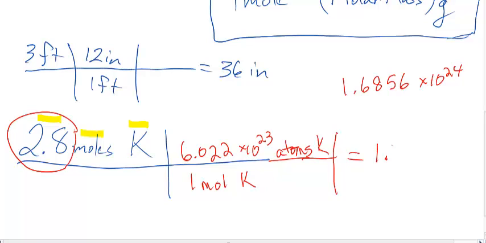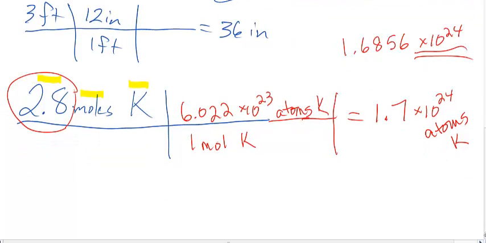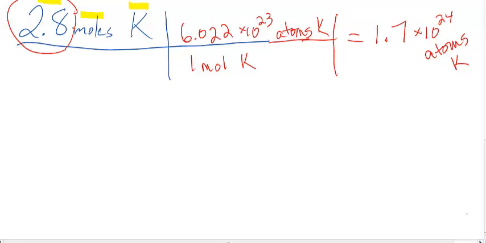Okay, it's 1.7 atoms of potassium. Wait, no, you can't have 1.7 atoms of potassium. Why not? We forgot this crazy power of 10. So when you look at your calculator, always make sure you're looking at the end to see if you actually do have that exponent. So this is going to be atoms of potassium. That's it. That's how you convert from moles to atoms. Easy. Or particles, or whatever.